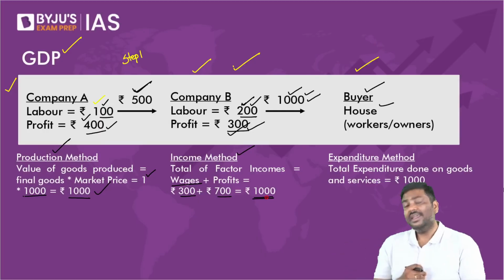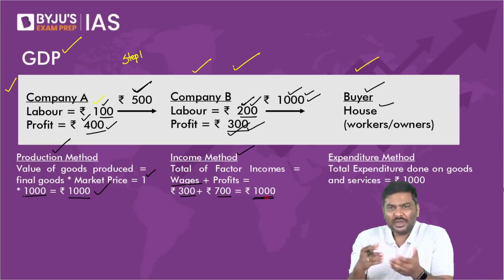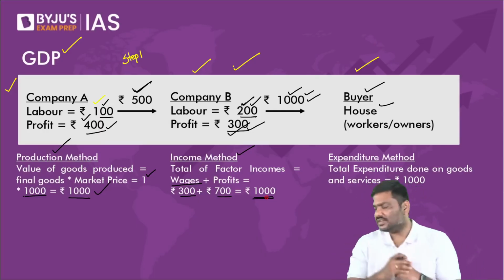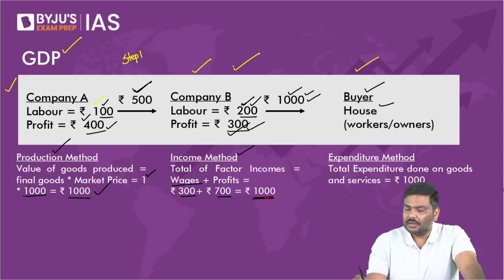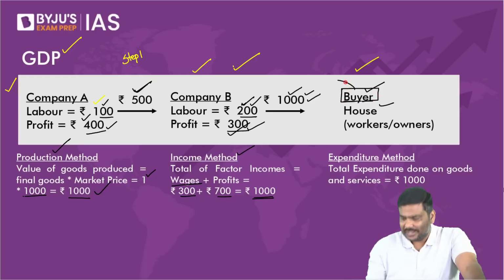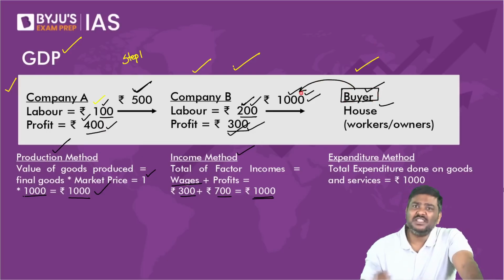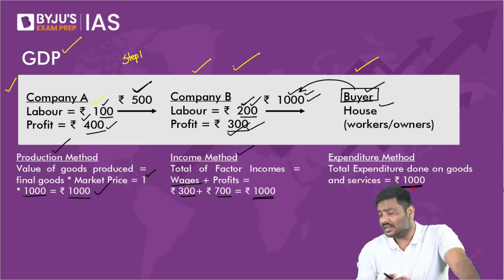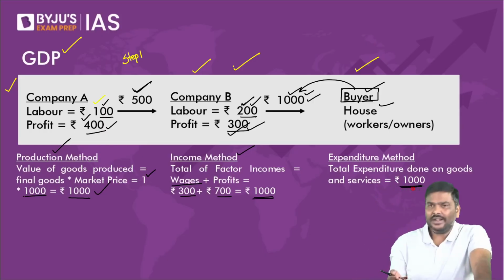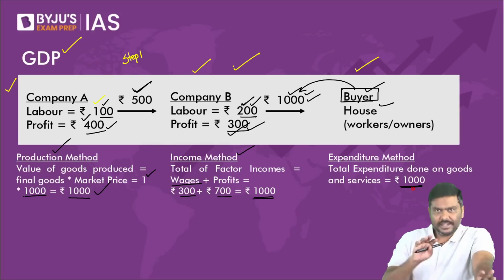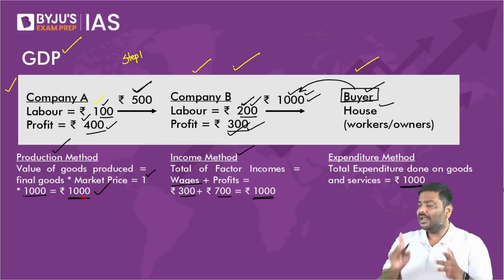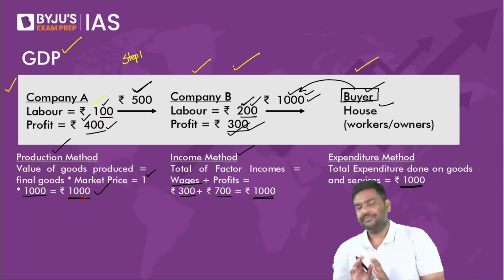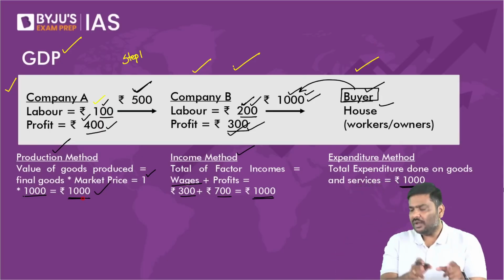Come to the third one, expenditure method. How much expenditure has been done on final goods and services here? How much is the total expenditure on final goods and services? The buyer has purchased this product in the market and has paid 1000 rupee. That is basically the 1000 rupee money spent in the economy on final goods and services. So please have a look at it and tell me, is it okay if I say GDP value either through production method or income method or expenditure method should be one and the same? All of you agree? Should be one and the same.